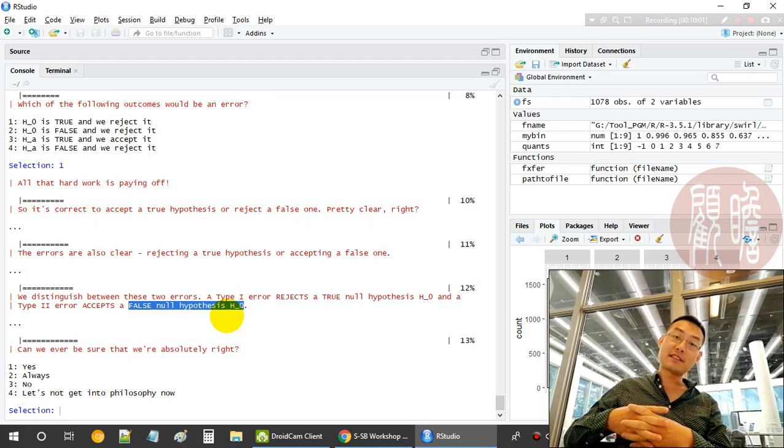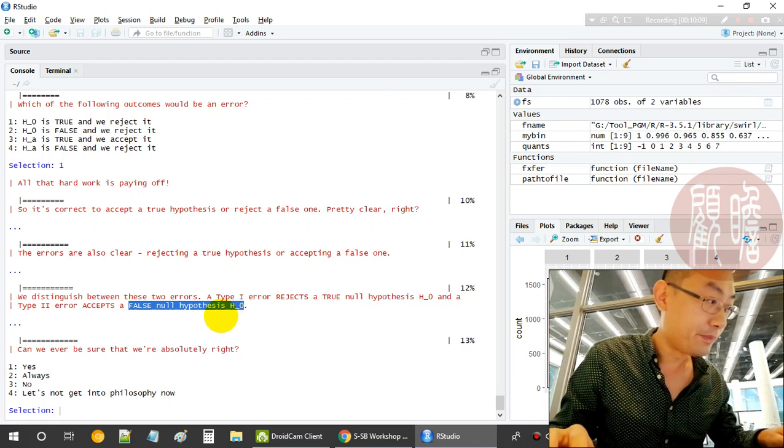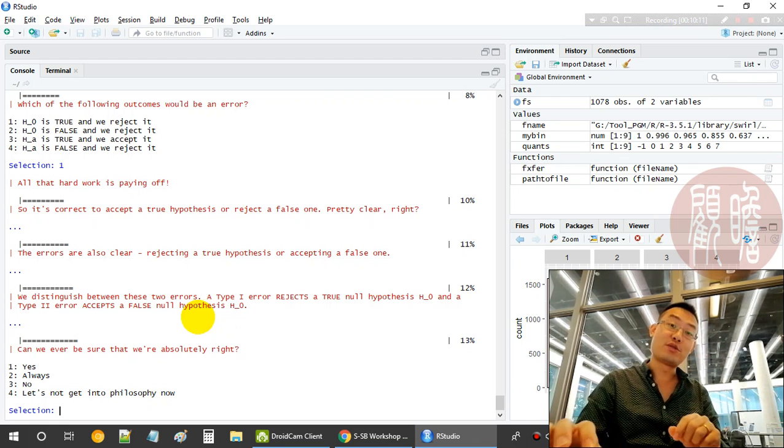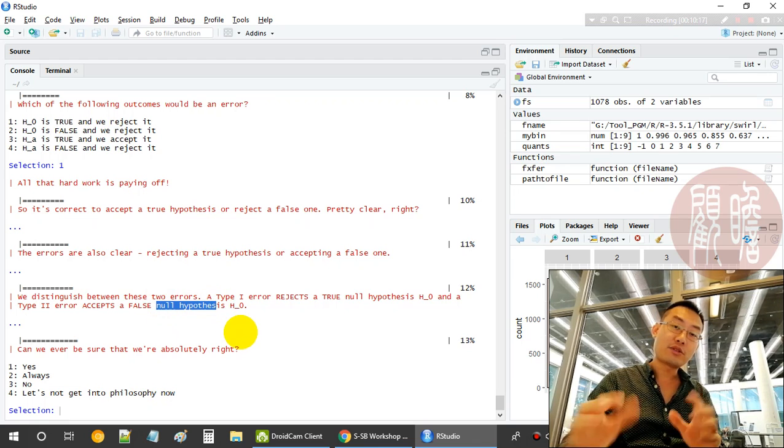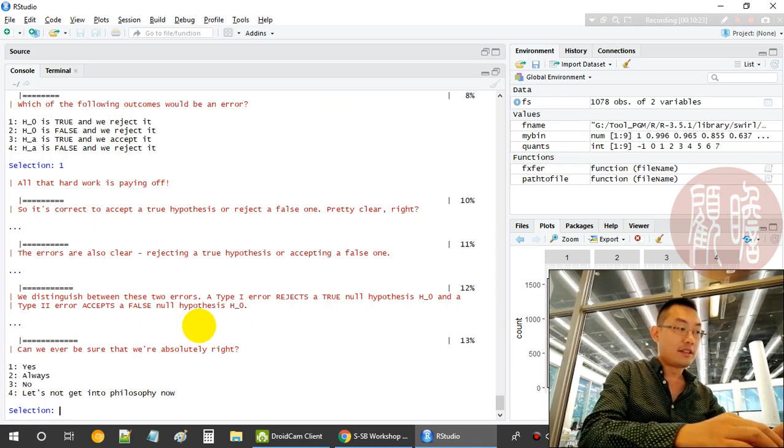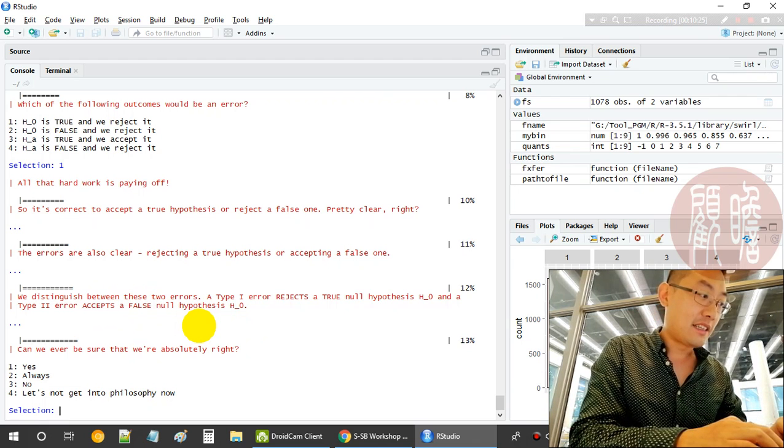We accept that, so you commit a type 2 error. You set these guilty people free. You assume I'm innocent, you assume I'm a null hypothesis, but actually I'm not. I'm a false one. So you accept that one, then I escape. That's a type 2 error.